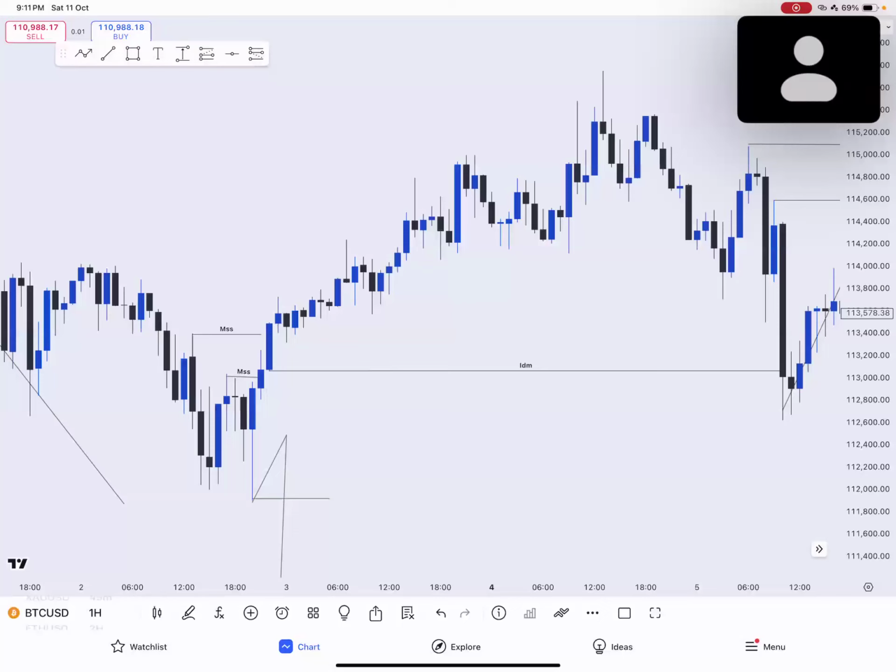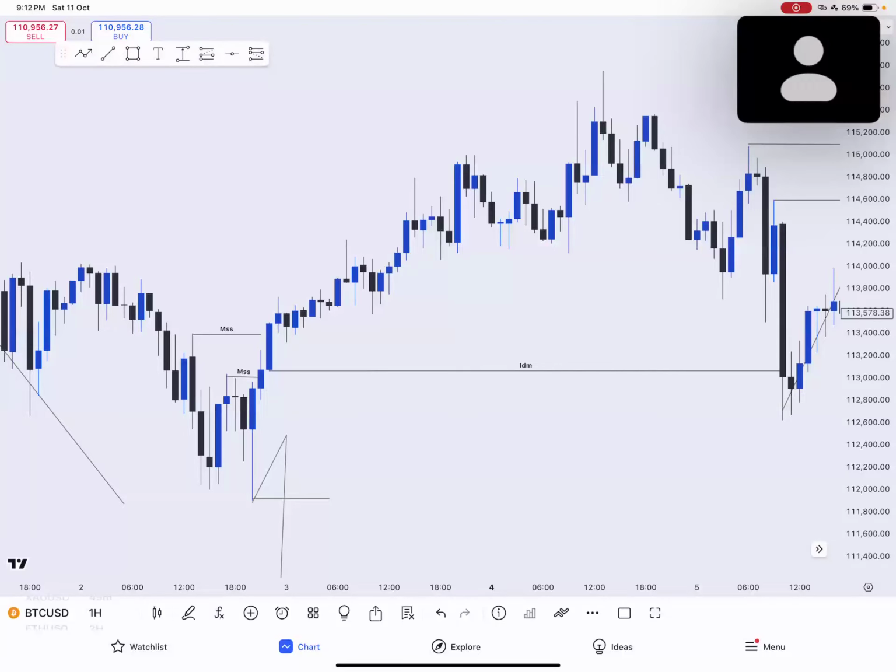Now, the order block is a zone in the market where there are a lot of institutional orders. What do I mean by institutional orders? You see the buy and sell limit orders of banks and big institutions. The zones where they place their buy and sell limit orders, that's what your order block is. So we have two different types of order blocks: the bullish order block and the bearish order block.